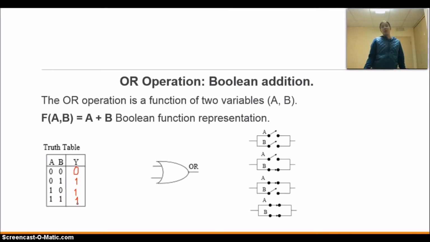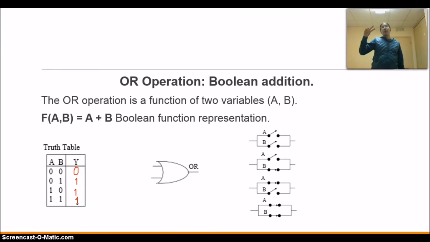Then we're going to explain the schematic symbol, that in this case also has two inputs, one output, but here the shape of the operation changes. It is longer, more extended in comparison with the AND operation. And on the right side we have how we can represent the truth table using switches.